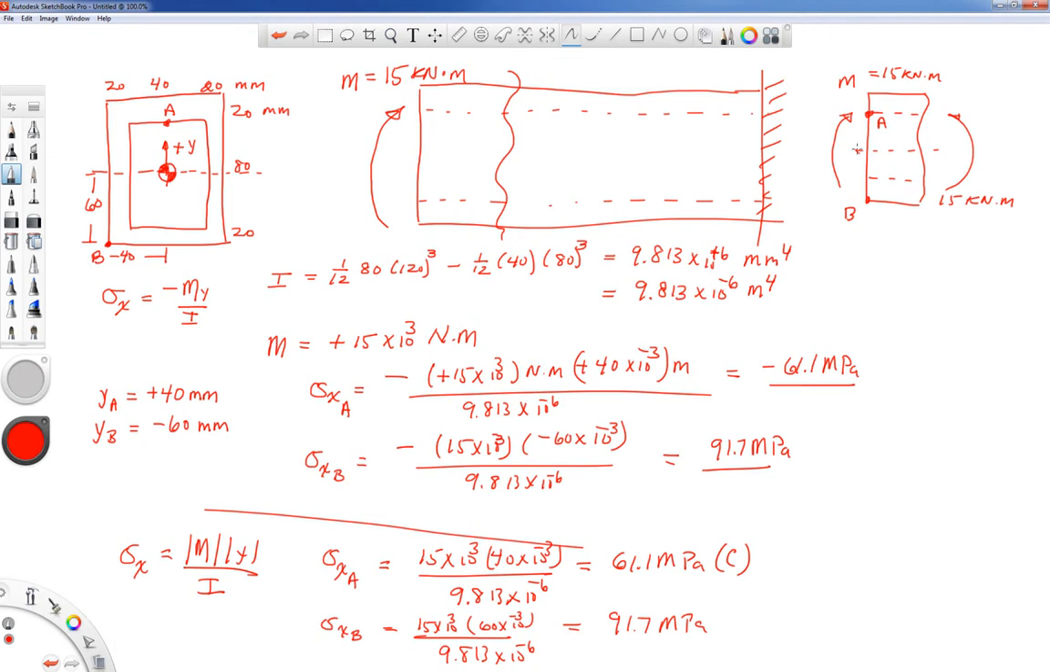Now, in your homework problems, you'll get maybe a little bit more complicated static situation where you're going to have to figure out where the moment is at a particular point. But that's not any big deal. You draw the free body diagram, and you find the internal bending moment. That's going to be your M. You find the moment of inertia of the cross-section about its centroid. It's going to be your I. And then you figure out what your Y value is to the point that you're interested in. And if you're interested in maximum values, they're always on the outer edge of the beam.